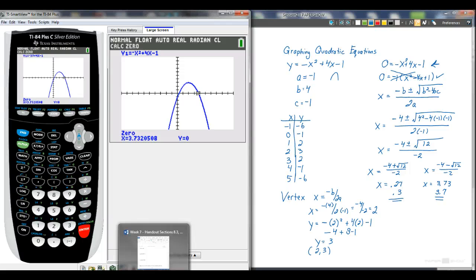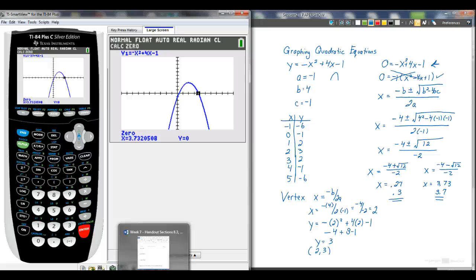We like our first term to be positive, so I factored out a -1, and then I looked at it, I had x squared minus 4x plus 1, and I realized I couldn't factor it. When you can't factor an equation, then you need to go ahead and use the quadratic formula.